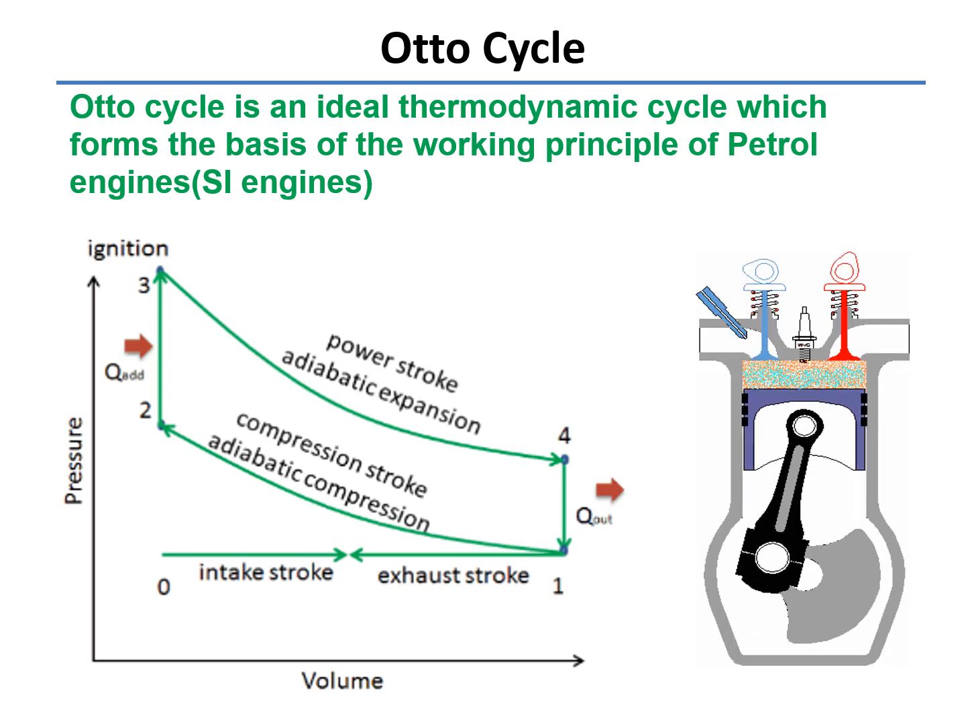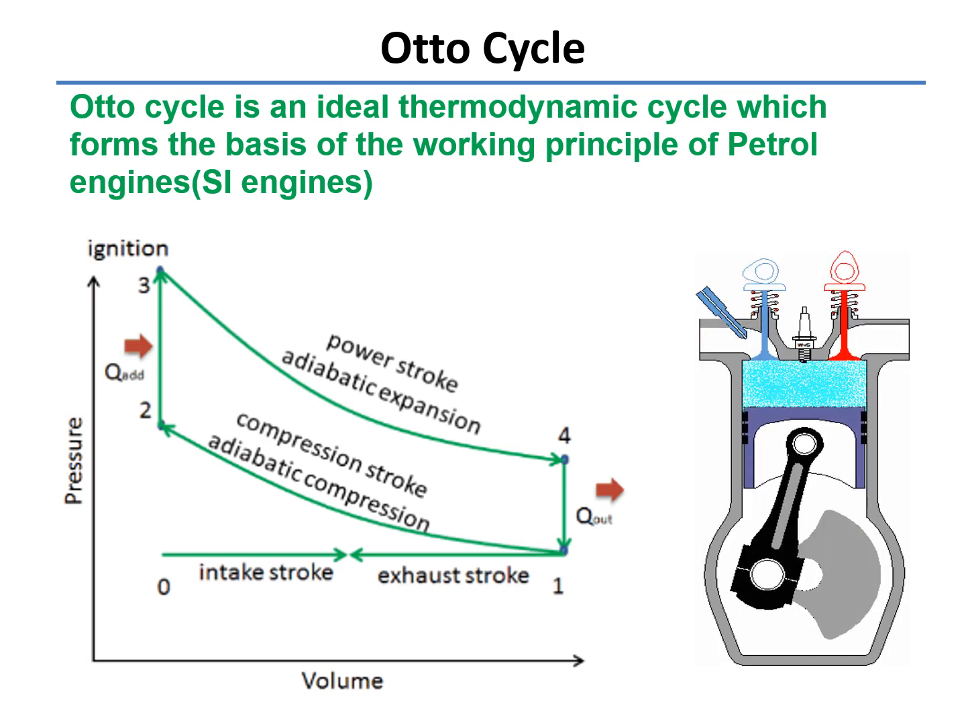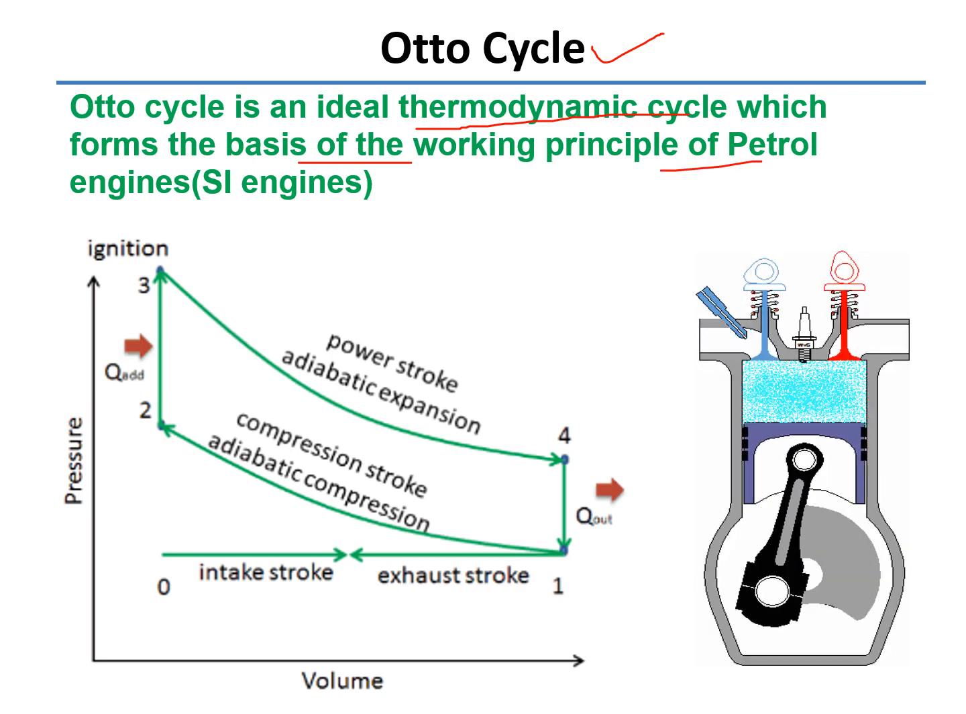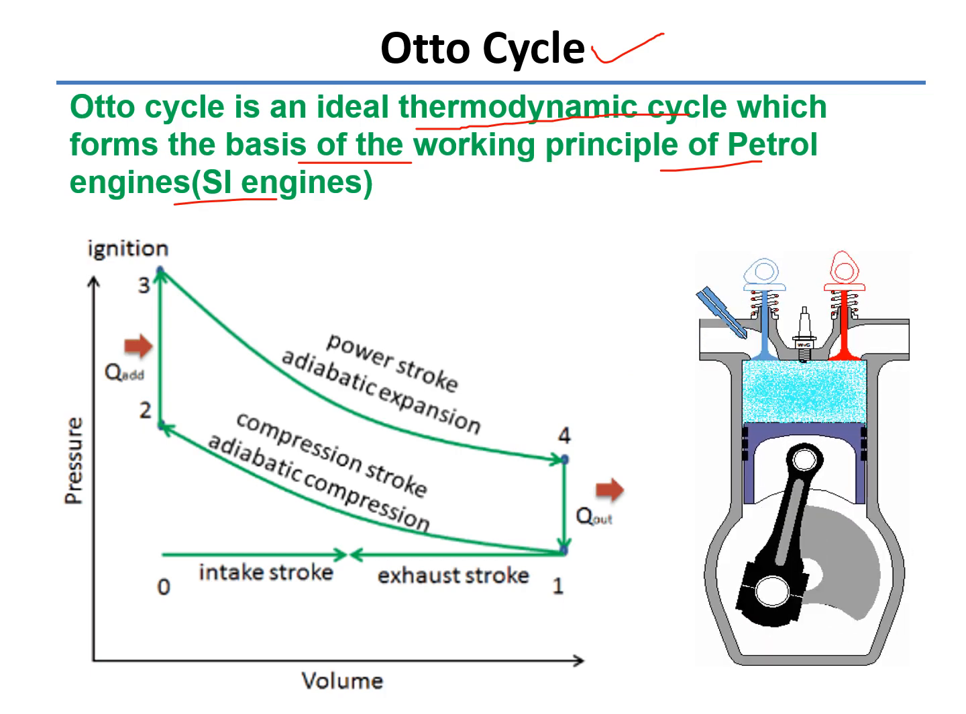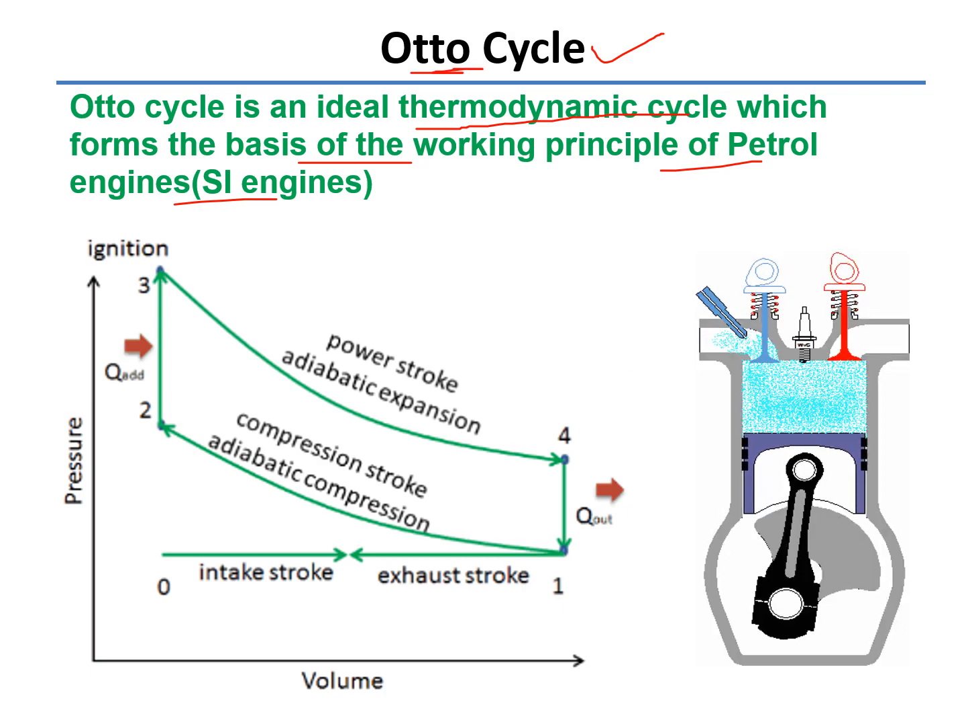Now the thermodynamic cycle or power cycle of the petrol engine or SI engine is the Otto cycle. The Otto cycle is an ideal thermodynamic cycle which forms the basis of the working principle of the petrol engine. Always understand that in any cyclic process, there is a thermodynamic cycle. So for the petrol engine or SI engine, that thermodynamic cycle is known as the Otto cycle, and you see the property diagram of that Otto cycle. This is the pressure volume diagram, PV diagram.